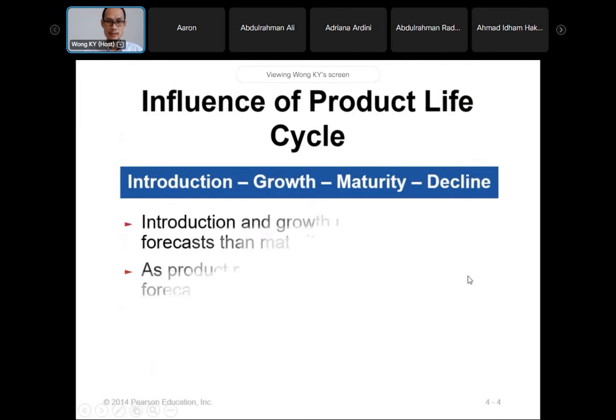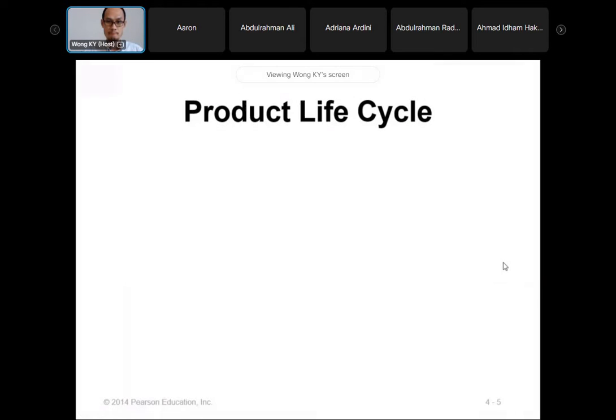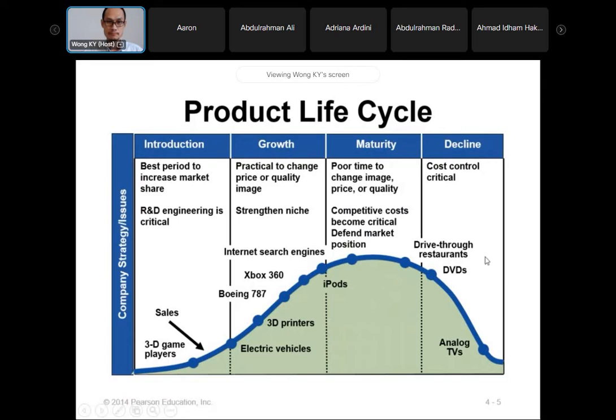Another thing you need to understand is the influence of forecasting on the product life cycle. Let me talk a little bit about product life cycle so that everyone understands. Every product will go through this life cycle, starting with introduction, growth, then maturity, and then decline. Look at this diagram. We have 4 phases here: introduction, growth, maturity, decline. Every product will follow a curve like this, moving from one phase to another.